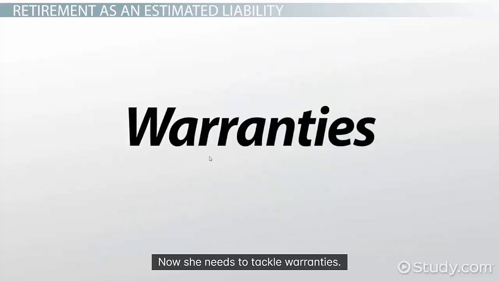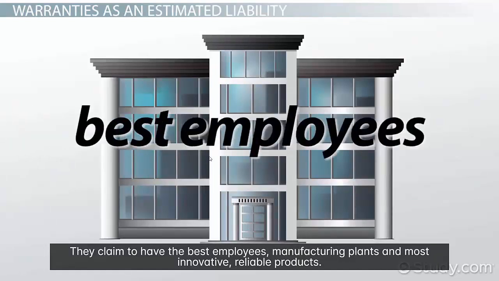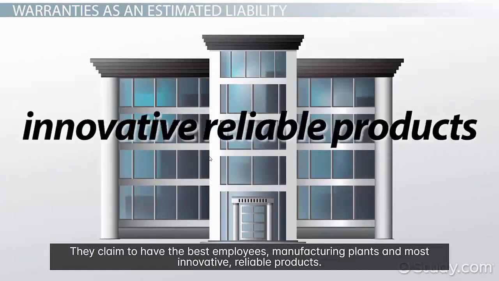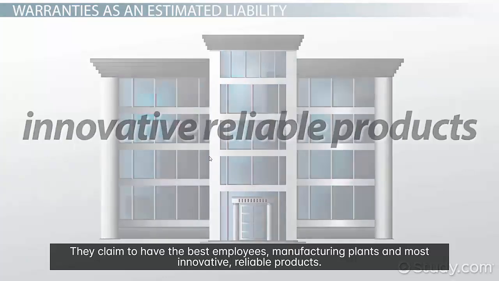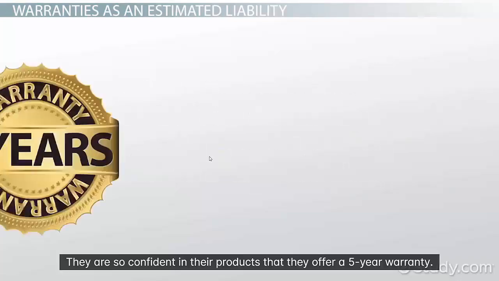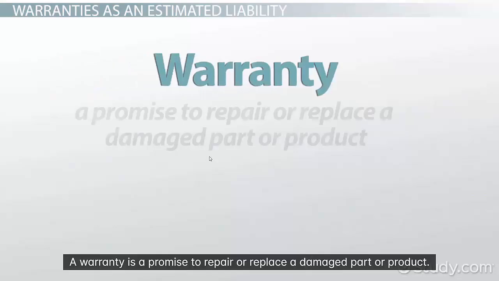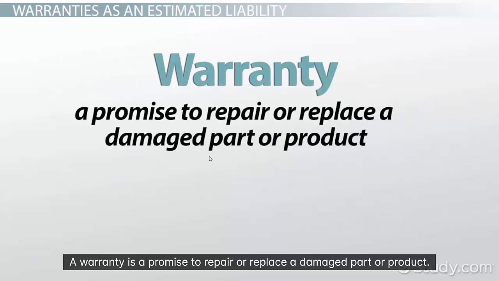Now she needs to tackle warranties. ABC is a well-respected company. They claim to have the best employees, manufacturing plants, and the most innovative, reliable products. Their motto is, "If it breaks, we'll replace." They are so confident in their products that they offer a 5-year warranty. A warranty is a promise to repair or replace a damaged part or product.